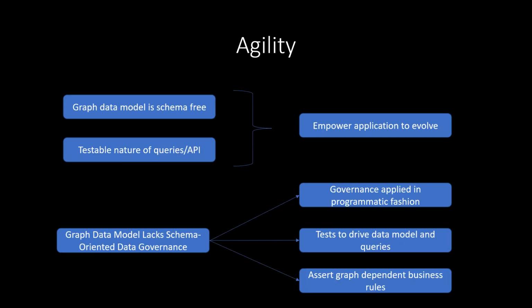Talking about the agility of graph databases, the graph data model is schema-free and provides testable queries and APIs, and thus enables applications to evolve. Graph databases lack schema-oriented data governance as we see in relational databases. The data governance is applied in a programmatic fashion. Graph databases provide tests to drive the data model and queries. Programmatic assertions from graph-dependent business rules help in proper sanity checks on data.